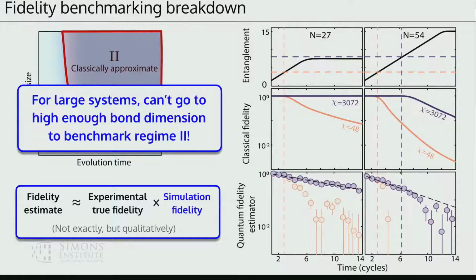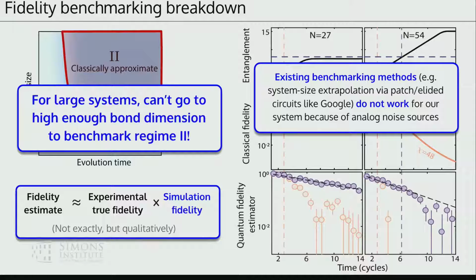And then if we go to large enough systems, we can't actually go to a high enough bond dimension to really ever be able to benchmark these systems. And of course, this is the whole point of doing quantum computation in the first place. So there are a number of different ways to try and get around this problem. In particular, for the Google supremacy type experiments, there are essentially system size extrapolations, a little bit more subtle than that for sure, but essentially system size extrapolation via these so-called patch or elided circuits to be able to extrapolate into this large entanglement regime.